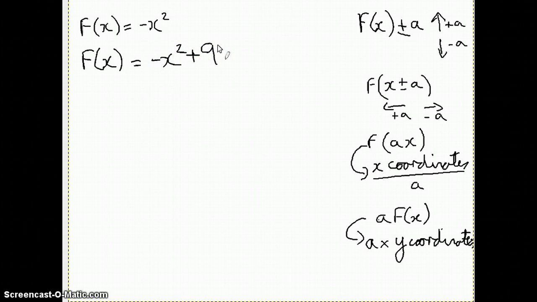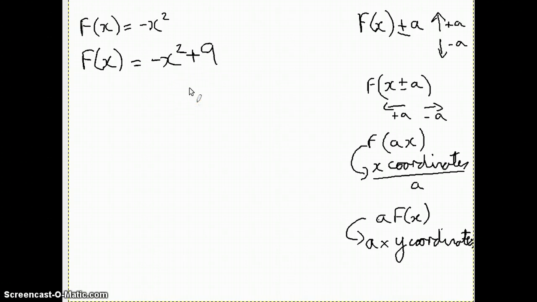Now, this is the most basic transformation that we do, and if you start off with a function, whatever it is, like 1 over x, or x squared, or minus x squared, or all the basic functions that we work with, if you add or take away something to the end, adding moves it up that many places, and taking away moves it down that many places. So if I had the graph of minus x squared plus 9, I'd expect it to move up 9 places.